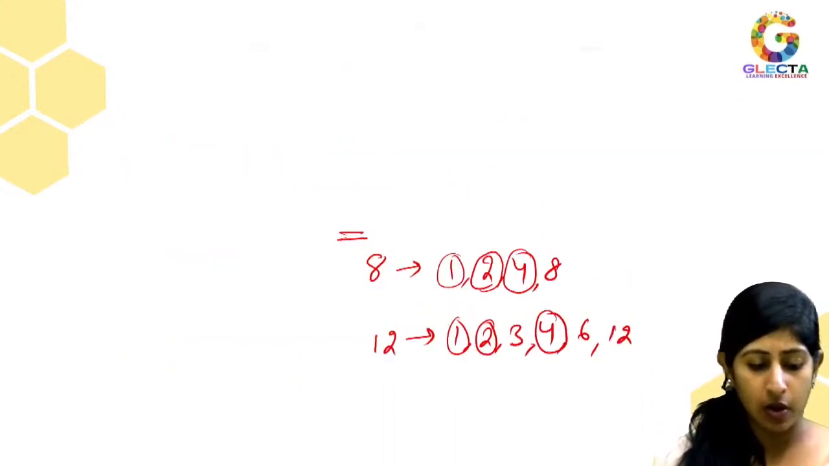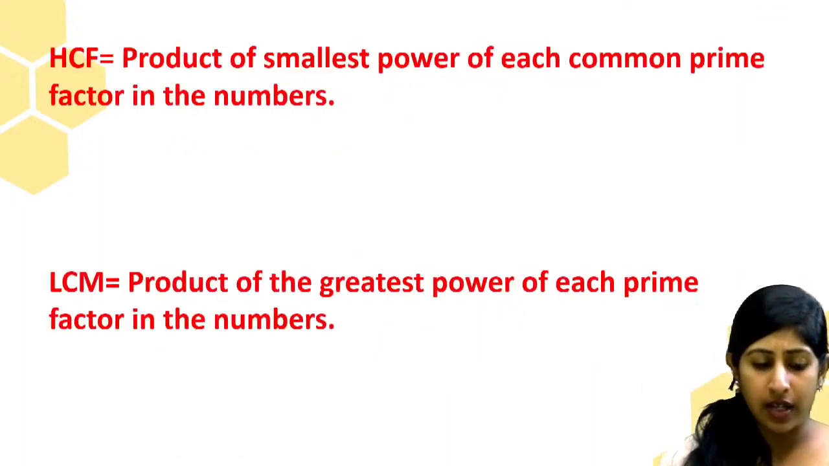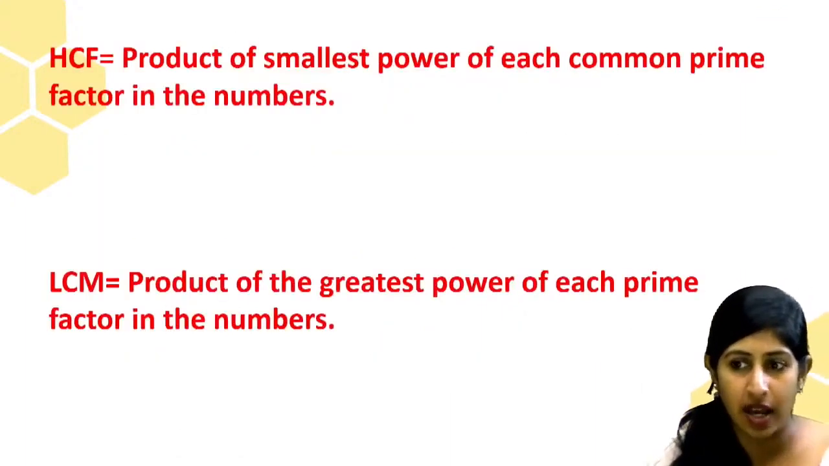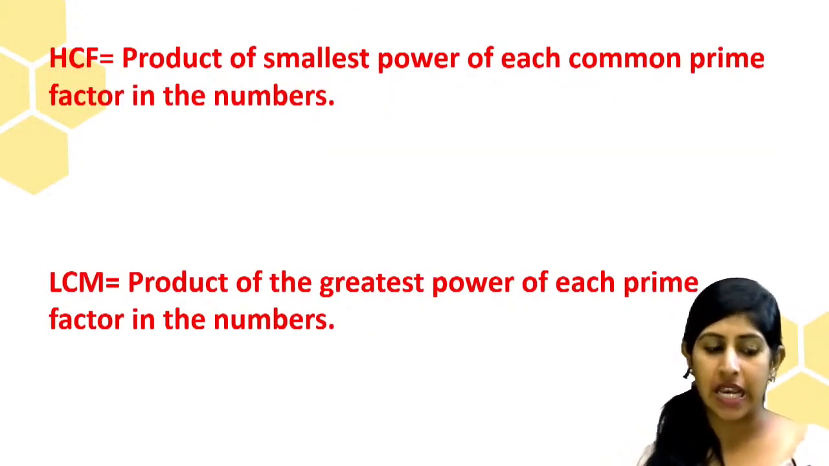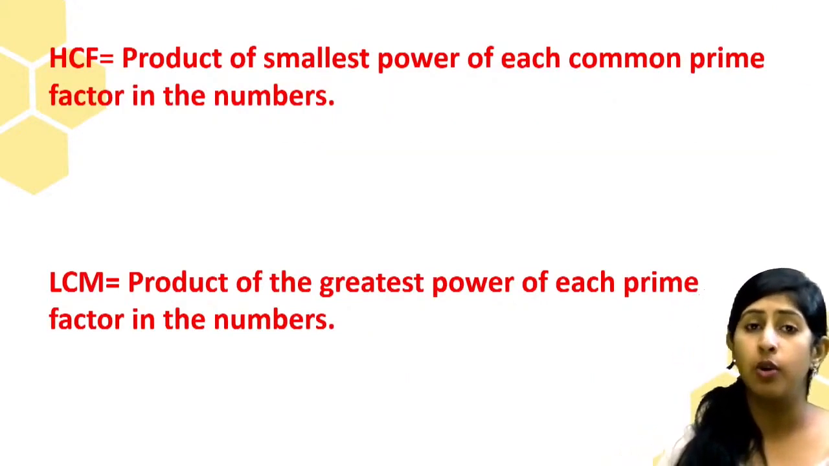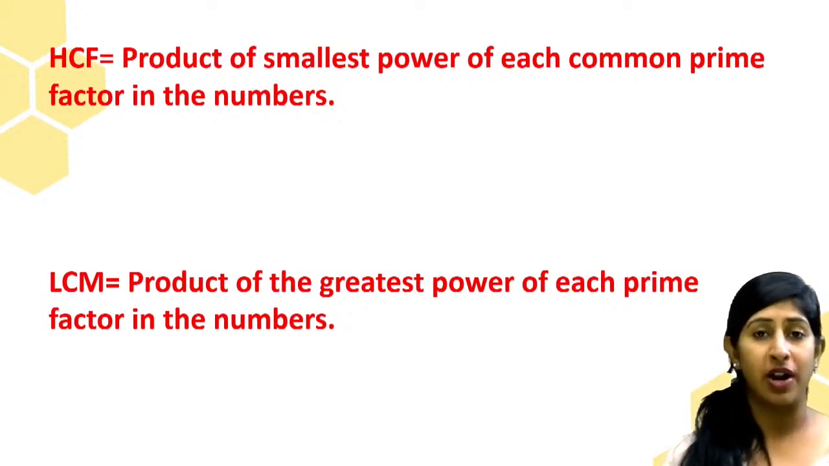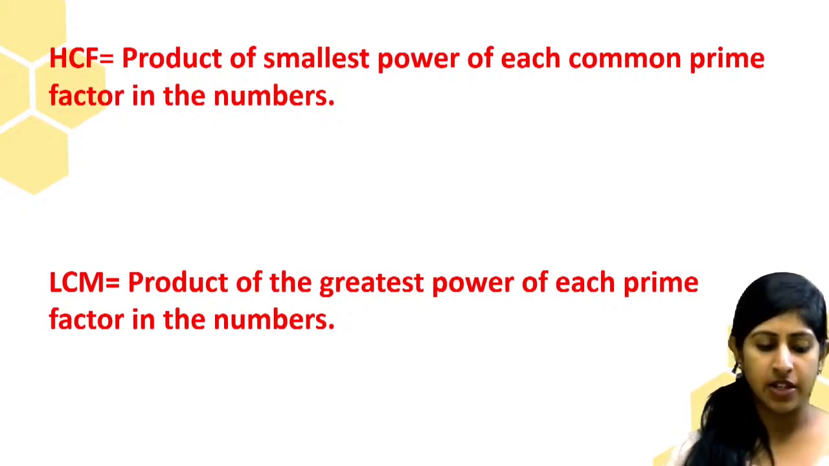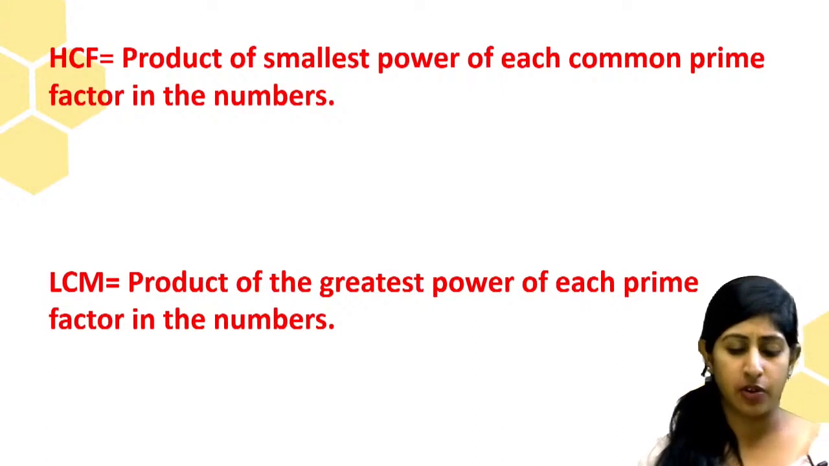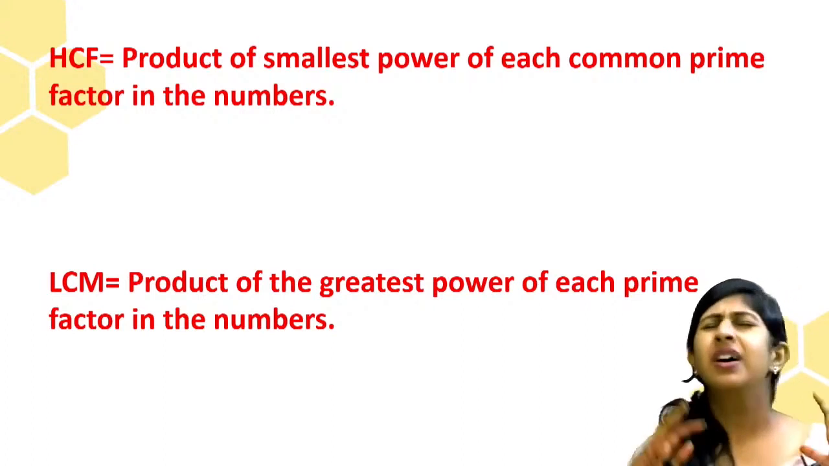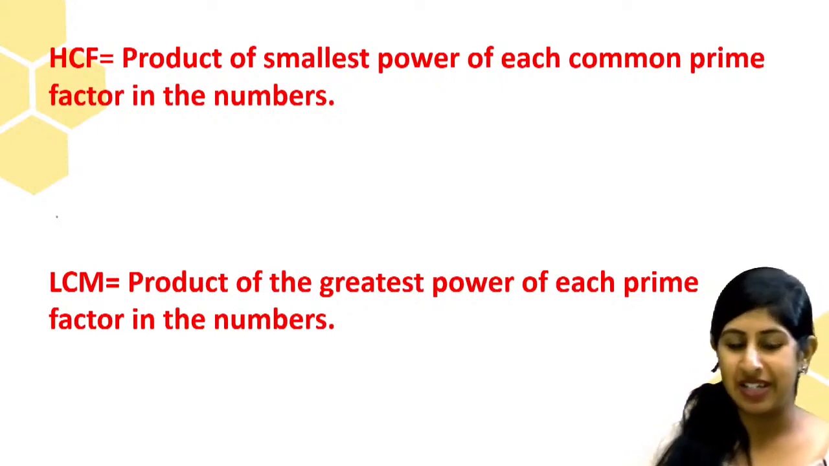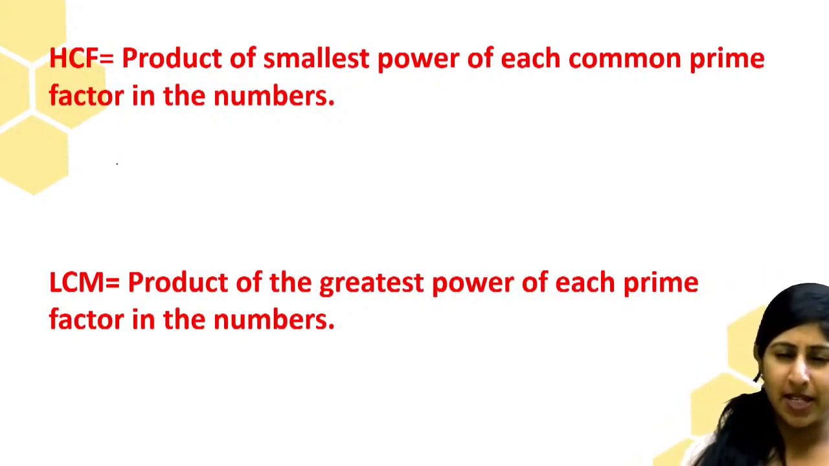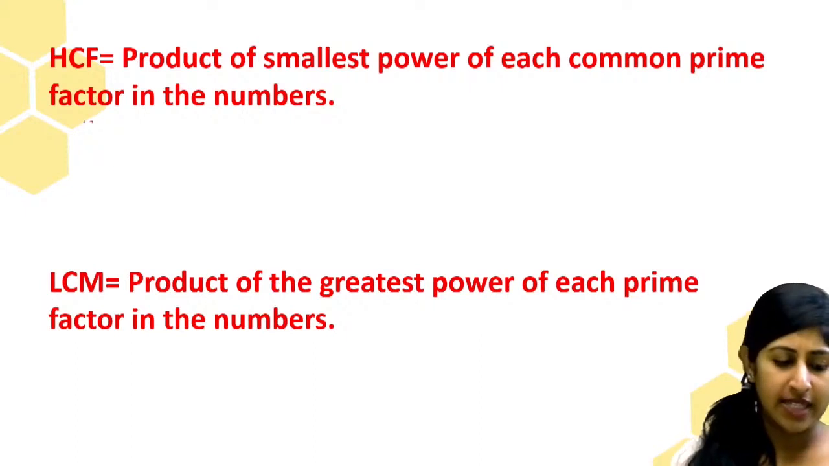So coming back to our concept, how are we going to calculate HCF and LCM each time when I'm given a large number? Now HCF is defined technically as product of smallest power of each common prime factor, and LCM is defined as product of greatest power of each prime factor in the numbers. Now you must be thinking, okay, what did she just say? So basically, let me explain it to you with the help of examples.